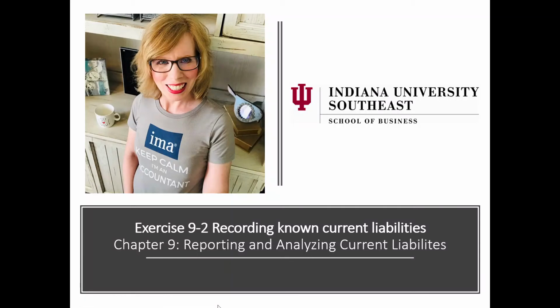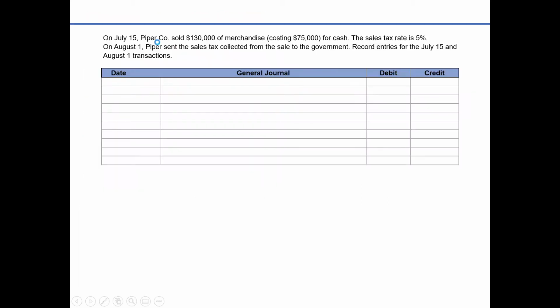In this video, I'm going to demonstrate recording a known liability using exercise 9-2 as an example. So we have Piper Company on July 15th going to make a sale at the value of $130,000 of merchandise. The merchandise costs Piper $75,000 and they're receiving cash in exchange for the sale. Also, we need to factor in that there's a required sales tax rate of 5%.